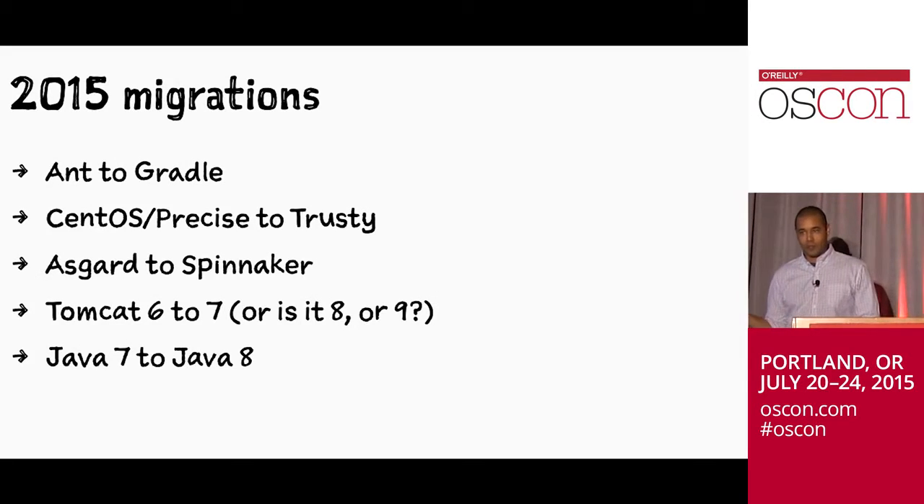And then we did this, which is inevitable because, in some ways, for instance, the first one right there, Ant to Gradle, we wanted to make an innovation in our build tool. We wanted to get from CentOS and Precise onto Trusty, a single operating system. We wanted to move to Spinnaker, Tomcat, and then, of course, we just went to Java 7, so might as well get to Java 8, right? So the challenge is the company kind of looked at us and said, we just did this last year, why are we doing this again?